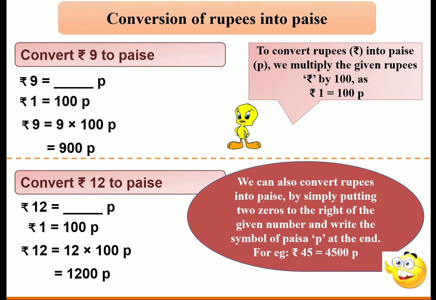Let's take some more examples. 1 rupee is equal to 100 paise. Very good. Just add two zeros. 3 rupees is equal to 300 paise. Correct. 5 rupees is equal to 500 paise. Very good. 89 rupees. Yes, 8900 paise. Very good. Now you can do it well.